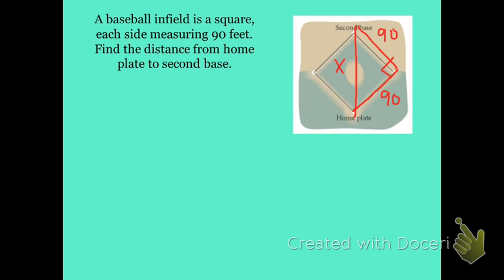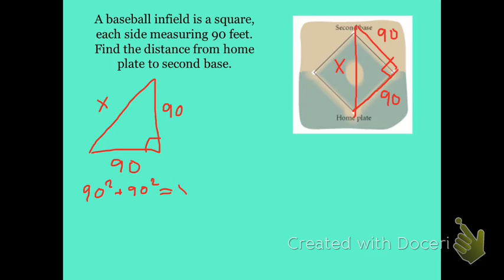And since it's a square, we know that angle is 90 degrees. So, since this is a right triangle, we can use the Pythagorean theorem. So this problem, involving a baseball field and the distance from home to second base, could be broken down to a right triangle problem where you have an isosceles right triangle where each leg is 90 and the hypotenuse is the variable that you're looking for. So we would have 90 squared plus 90 squared equals x squared.